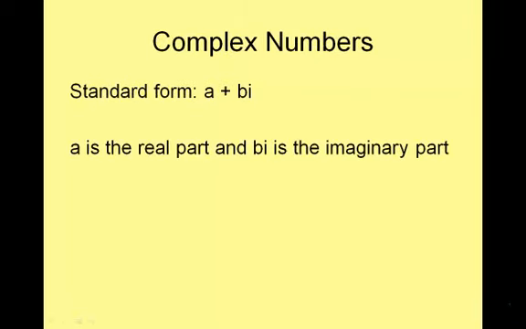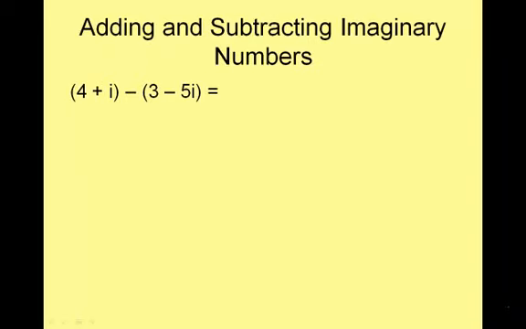The standard form of a complex number is a plus bi. a is the real part and b is your imaginary part. We can add and subtract imaginary numbers. For example, you have 4 plus i minus 3 minus 5i. You have one complex number and you're subtracting another complex number from it. What you want to do is combine the real part with the real and the imaginary part with the imaginary part.